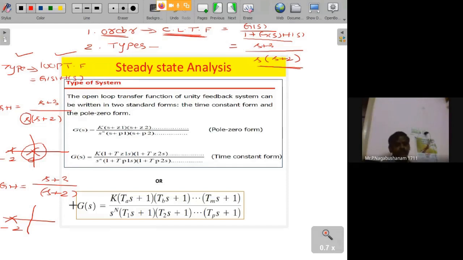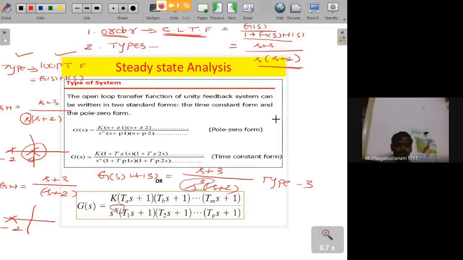If you take a third example, G(s)H(s) equal to (s plus 3) divided by s cube into (s plus 2). This is a type 3 system because the number of poles at origin is 3. Power 2, power 3, power n: s power n is a type n system.